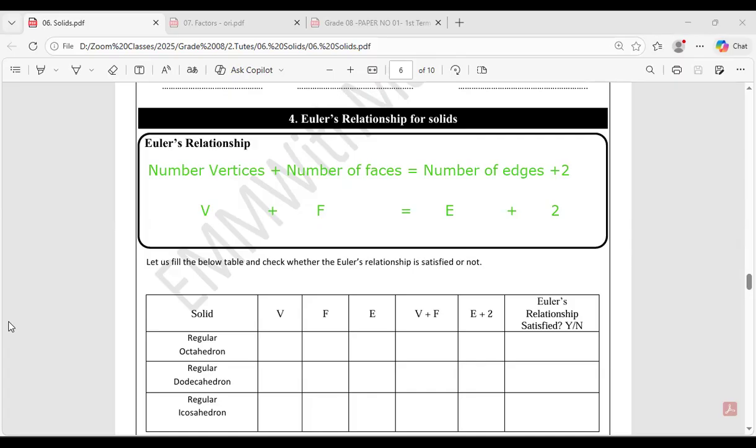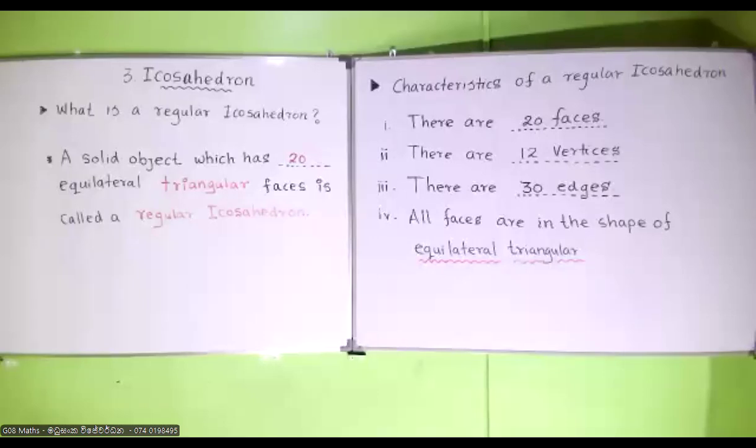Okay. So now I am going to explain this table step by step. I am coming to the board. Alright, you have done it. So let's do this. First of all, I will clear the board.